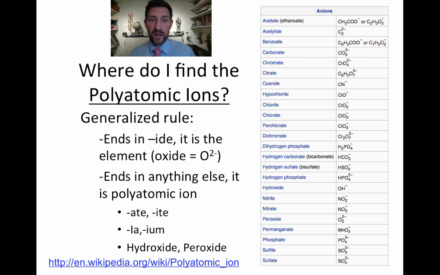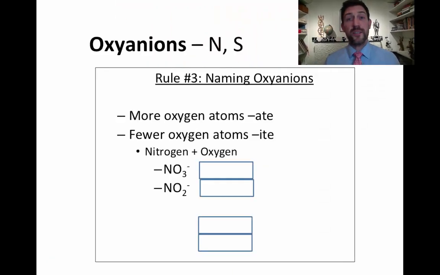Now, a couple rules. I've got them listed on here. You just need to get to know these. The quicker you get to know them, the better off you're going to be. Which takes us to rule 3, the oxyanions. Oxyanion means it has oxygen. Anion means it's a negative charge. We're going to examine when nitrogen and sulfur bond with oxygen. So rule 3, how do I name the oxyanions?